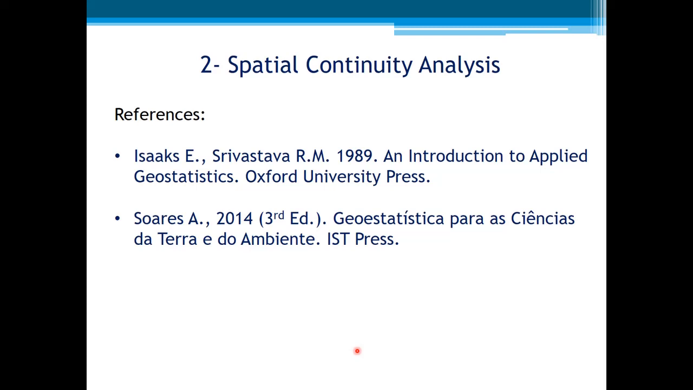Just a final remark about the references. Of course, I recommend this book, Introduction to Applied Geostatistics by Isaaks and Srivastava. And for readers in Portuguese, we have this book, Geostatística para as Ciências da Terra e do Ambiente.